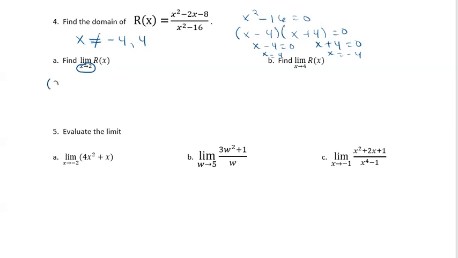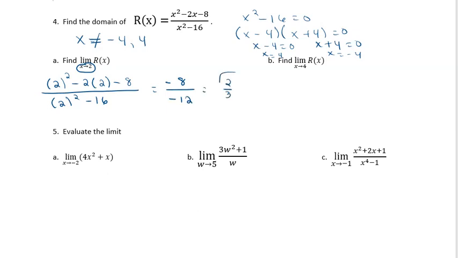So that's going to look like 2 squared minus 2 times, take out our x, put in our 2, minus 8, all over 2 squared minus 16. We can simplify this down, and in the numerator, it's going to give us negative 8. And in the denominator, it's going to give us negative 12, which will simplify to 2/3. So that means our limit as x approaches 2 is going to be 2/3.